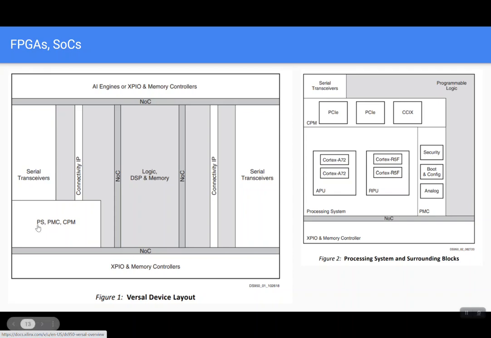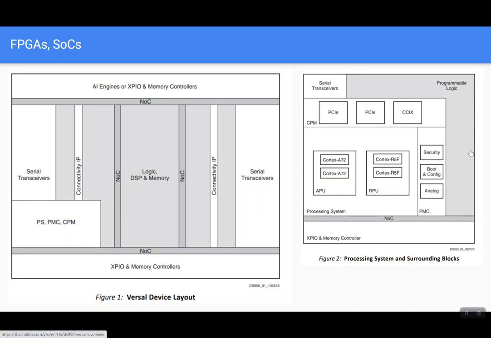As you can see, it has a processing unit, a PL fabric, a DSP, and memory. And we will learn more about it. It has serial transceivers on both sides, basically in this particular block diagram. There's another block diagram from the same data sheet.